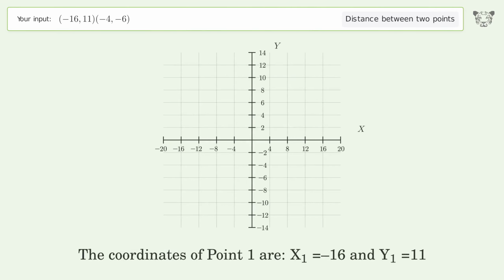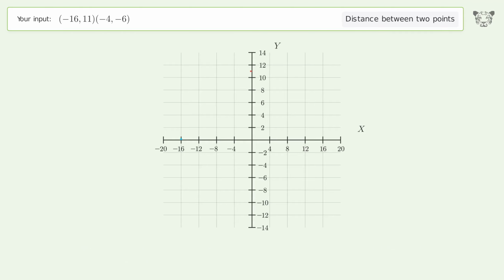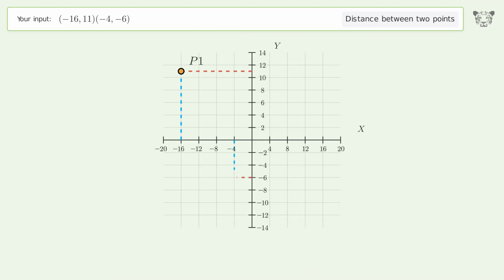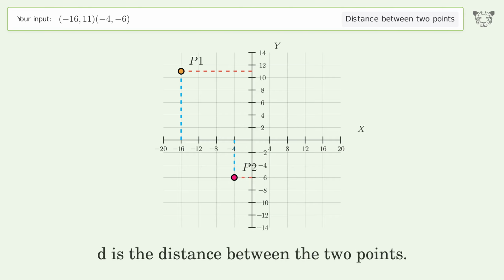The coordinates of point 1 are x1 equals -16 and y1 equals 11. The coordinates of point 2 are x2 equals -4 and y2 equals -6. D is the distance between the 2 points.